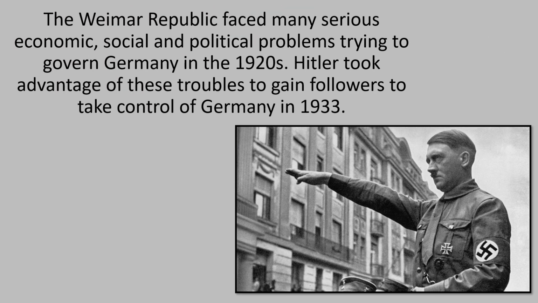The Weimar Republic faced many serious economic, social and political problems trying to govern Germany in the 1920s. Hitler took advantage of these troubles to gain followers to take control of Germany in 1933.